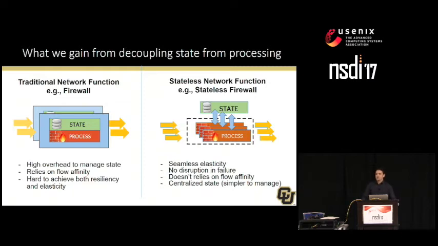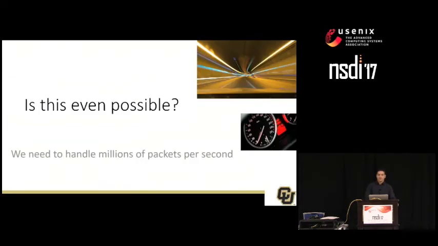But if we already saw such an approach in other systems, and it makes sense to decouple the state from processing, why wouldn't we see it in the network? The why not is because of performance. By moving the state into a remote storage, an overhead is added. Since with network functions we need to handle millions of packets per second, it seems impossible to decouple the state without sacrificing performance.